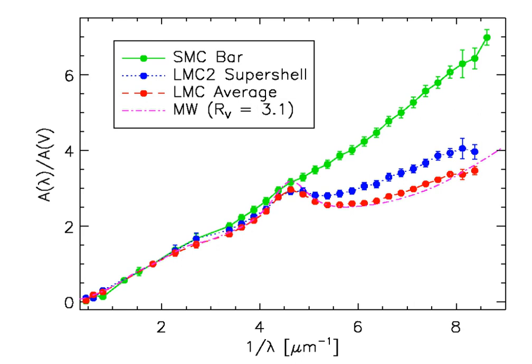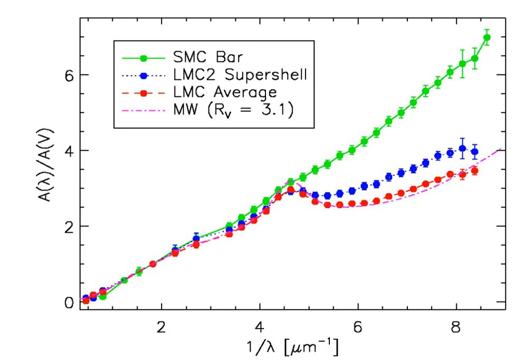Topic: Extinction curves of other galaxies. The form of the standard extinction curve depends on the composition of the ISM, which varies from galaxy to galaxy. In the Local Group, the best determined extinction curves are those of the Milky Way, the Small Magellanic Cloud (SMC), and the Large Magellanic Cloud (LMC).